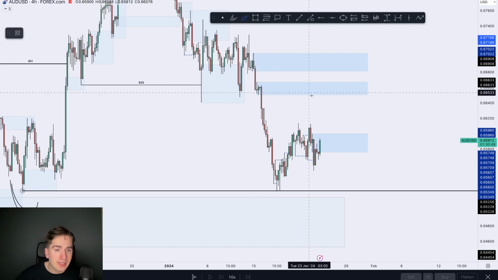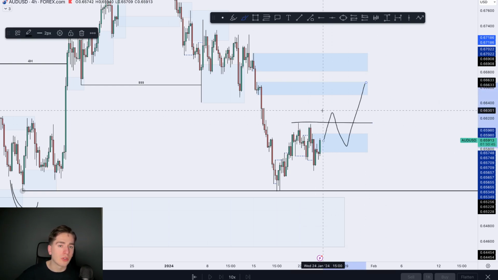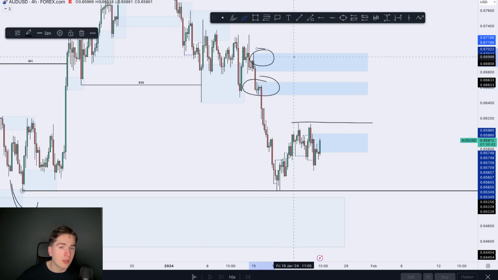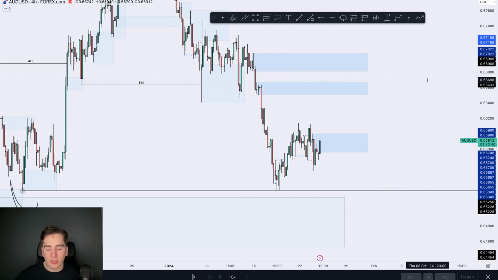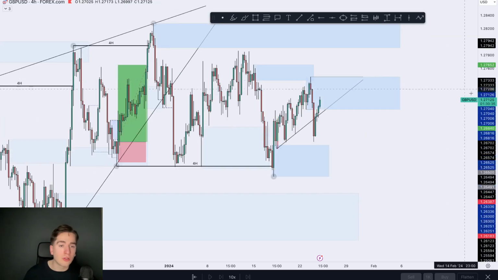What I'm going to be waiting for is a break of this high over here. Then we look for those longs back up towards one of the two supply zones. So that's that for Aussie dollar. Not really focusing on that. Main pairs that I'm focusing on for today are euro dollar and pound dollar.